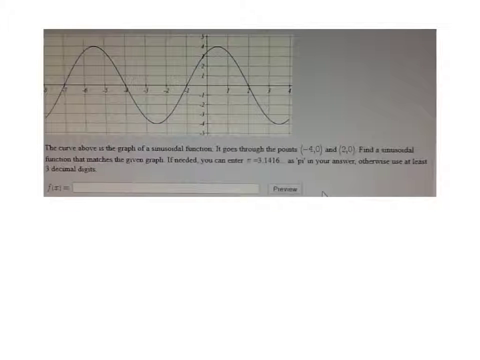So for this graph, I'm seeing it doesn't look like it's been shifted up or down. To me, it looks like the axis of symmetry, or the midline, the midline is the x-axis, and I'm seeing an amplitude of 4. So then I got to decide, am I going to use a sine or cosine graph for this? They aren't telling me which I have to do.